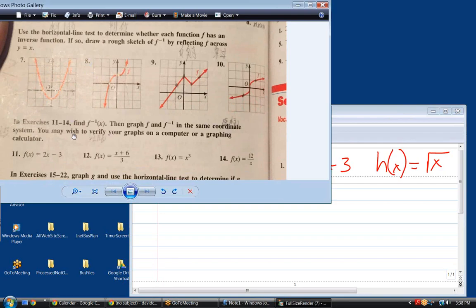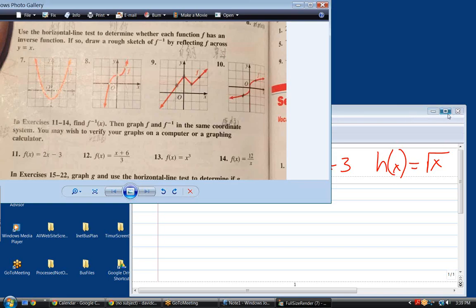So, what does the horizontal line test tell you? It tells you whether the function has an inverse. It's whether it's 1-to-1, which is the same thing. In other words, a function only has an inverse if it is 1-to-1.